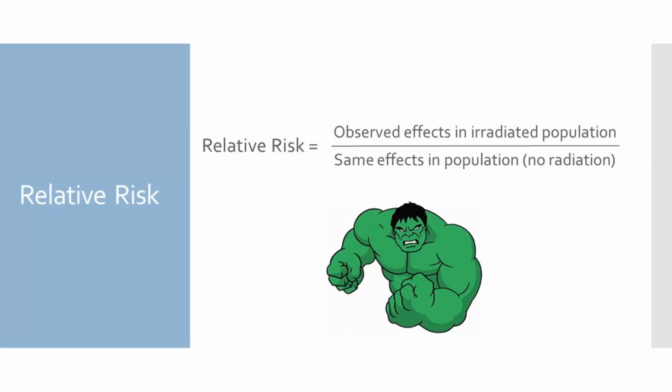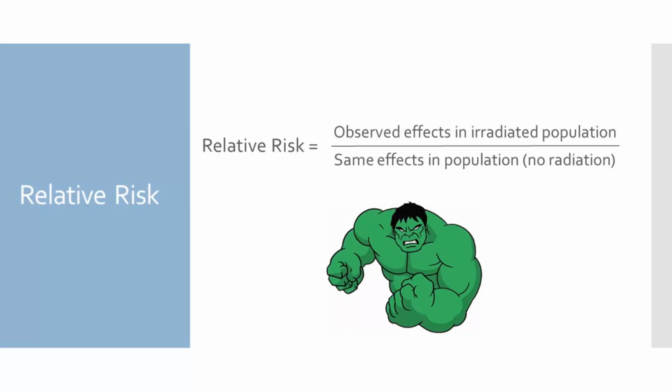For example, if we wanted to find out the risk of turning into a raging green giant, we would look at the percent of the exposed population that this fictional stochastic effect is being demonstrated and compare it to the unexposed population showing the same stochastic effect. This is termed the relative risk. When the relative risk is 1, there is no increased risk.